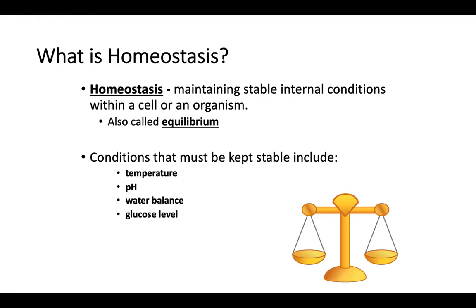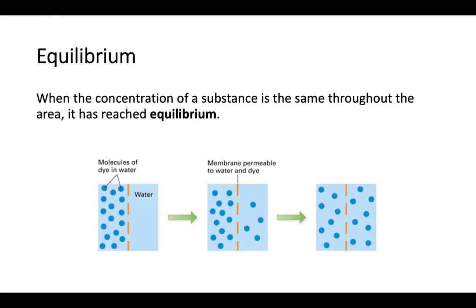And glucose is a what? Carbohydrate. It is a carbohydrate. So it's a what? Sugar. A sugar. Yes. Okay, so what exactly is equilibrium? Equilibrium is when the concentration of a substance is the same throughout the area.